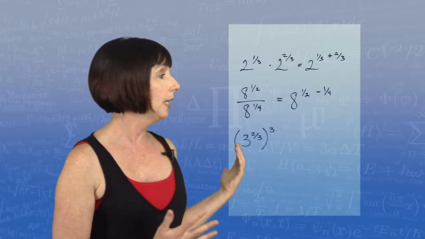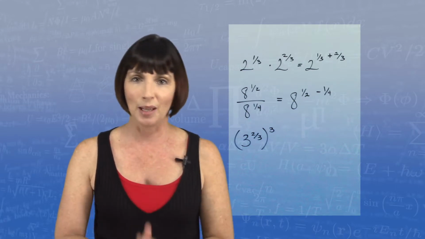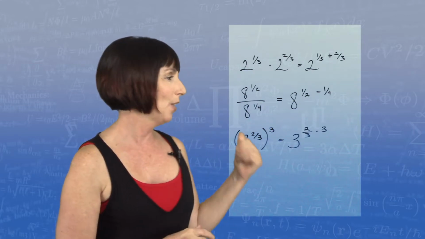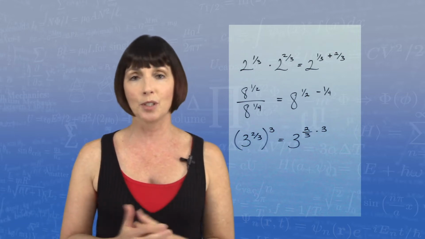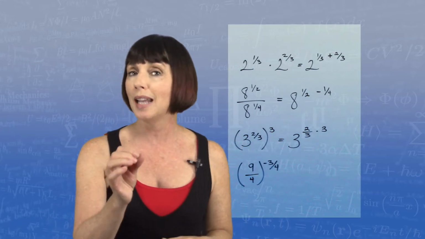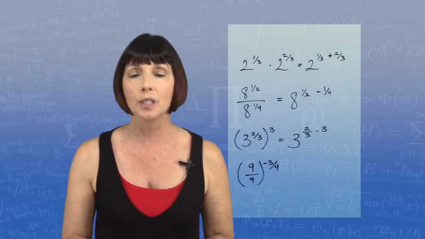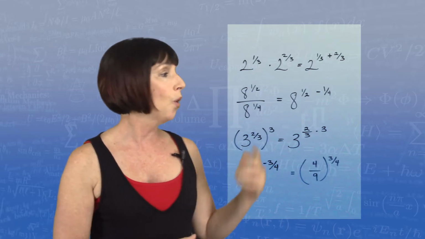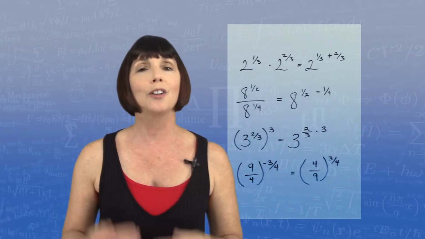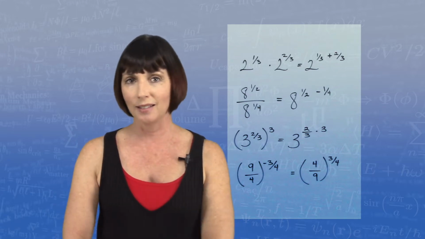If I have 3 to the power of 2/3 and that whole quantity is cubed, now I multiply my exponents together. So I get 3 to the power of 2/3 times 3. And if I have, for example, 9 over 4 to the power of negative 3/4, I can make that exponent positive simply by taking the reciprocal. So that's equal to 4 over 9 to the power of positive 3/4. So all the usual properties still apply.